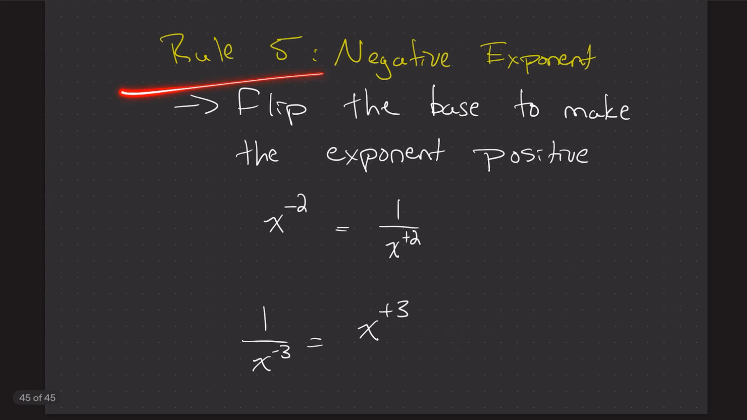Rule number 5, the last one, is the negative exponent rule. This refers back to what we talked about a moment ago with the quotient rule, and it's related to that last example. When we have an exponent to the negative power, we flip the base to make the exponent positive. So x to the negative 2 is 1 over x squared. And 1 over x to the negative 3rd power is actually x to the 3rd power, because we just flip it back to the numerator and have a positive exponent.